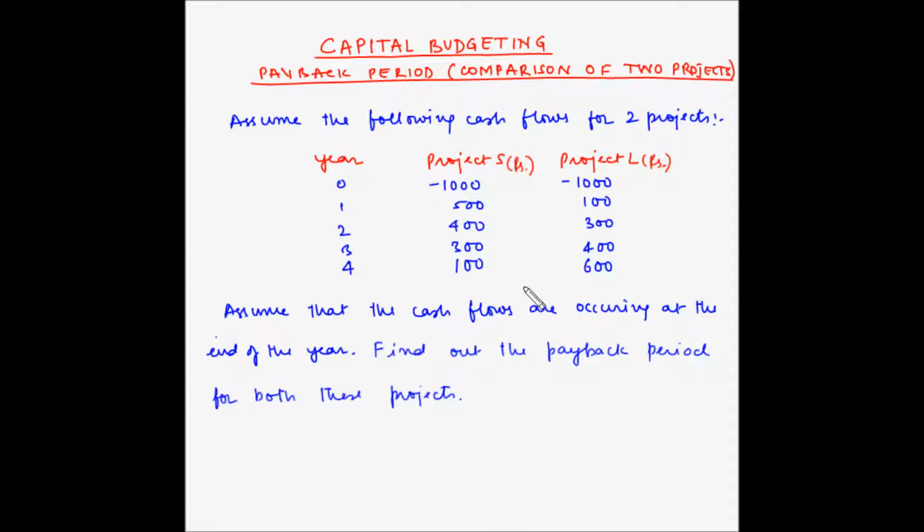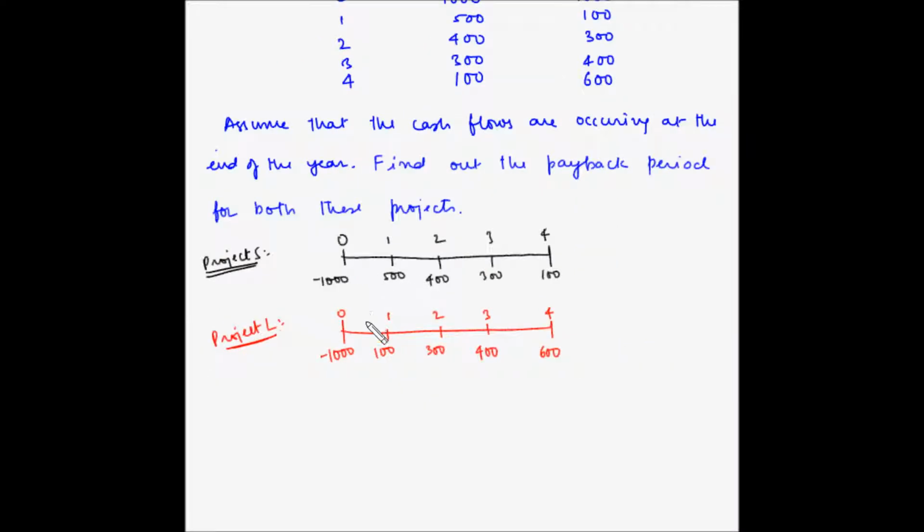So let's try to find the payback period for both these projects. Let us first draw the timeline or the time scale for these two projects. These two are the timelines for project S and project L. Let us first find the cumulative cash inflow for project S. At the end of first year, the inflow is 500 rupees.